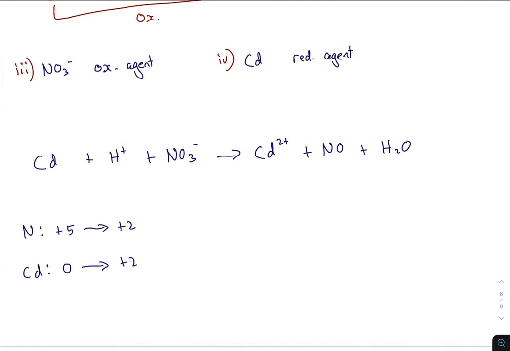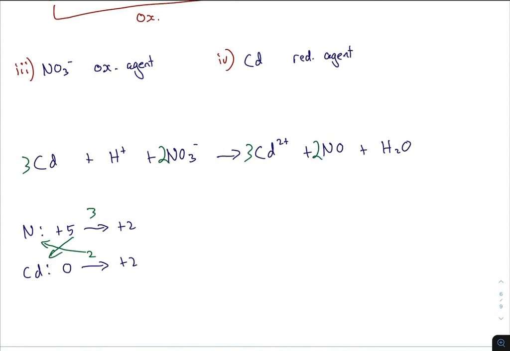Again, we just get our differences. So in this case 5 to 2 is 3, and 0 to 2 is 2. And we just swap them. So wherever there's a cadmium, it's going to have to equal a total of 3. And wherever there's a nitrogen, it's going to have to equal a total of 2. So I come over here, I write a 3 in front of my cadmium, and I write a 3 here. For my nitrogen, I have to have a total of 2, so I put a 2 here, and I put a 2 here.